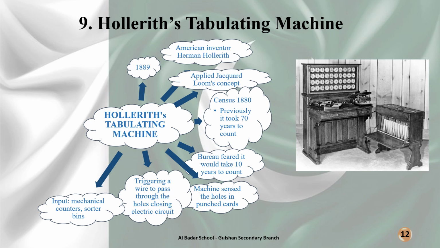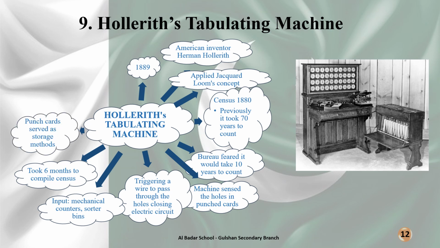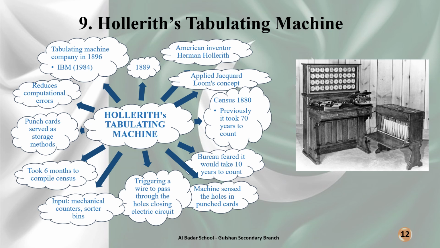So as a result of using this machine, the 1890 census took only 6 months to compile. In addition to their speed, the punch cards also served as a storage method for data, and they also helped reduce computational errors. Computational errors means the chances of any errors which could occur during the calculation of any census.